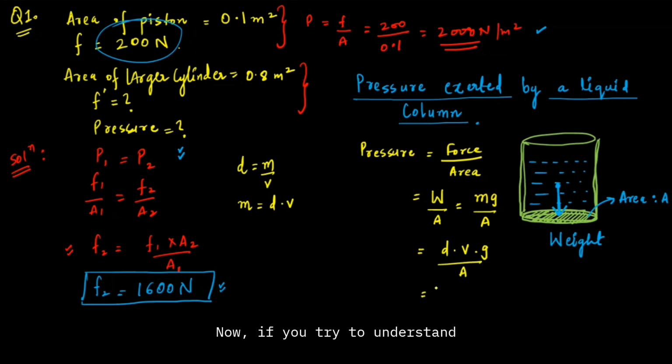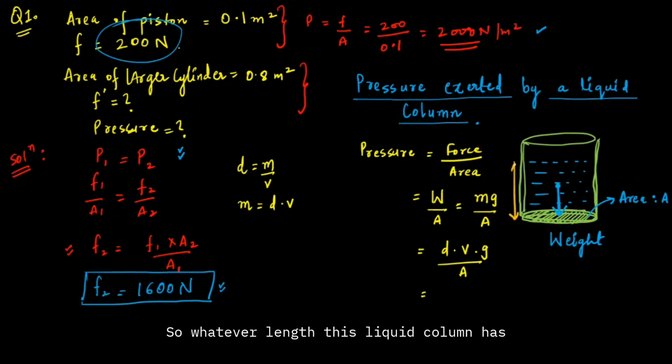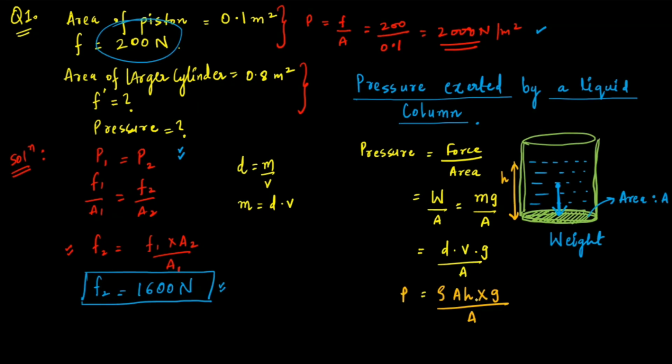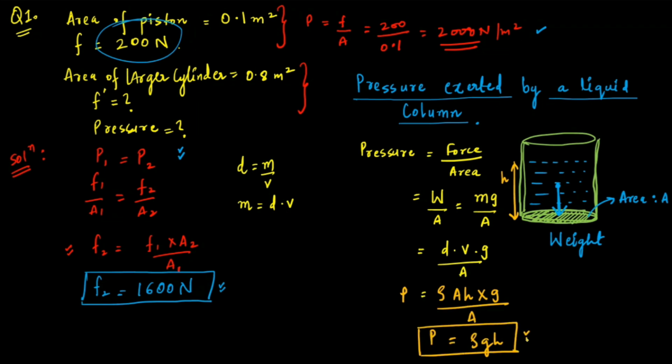Now, volume can also be written as area into length. Whatever length this liquid column has, let me take it as h. So in place of density, we write rho. In place of volume, we write area into height. In place of g, we'll write g only. So ultimately, we get pressure as rho g h. This is the pressure exerted by the liquid column at the bottom. This is how you're supposed to find the relation. Again, it is a very important relation and we'll be using it a lot.